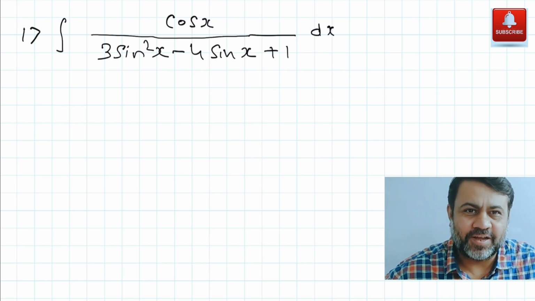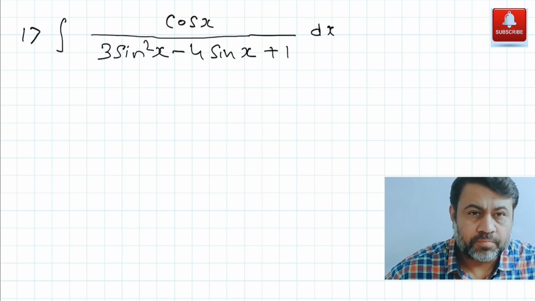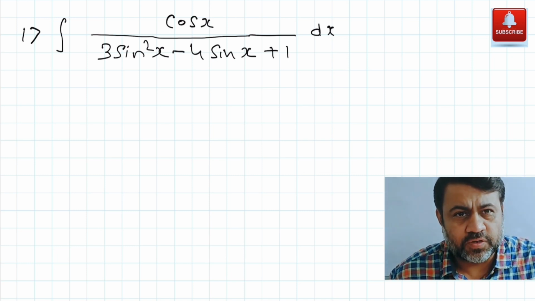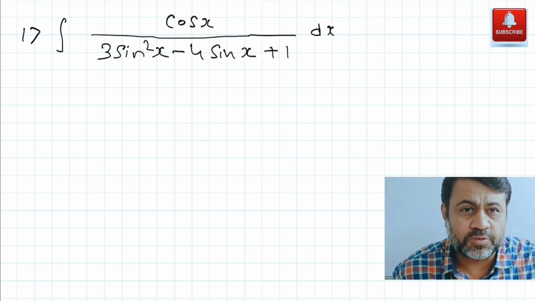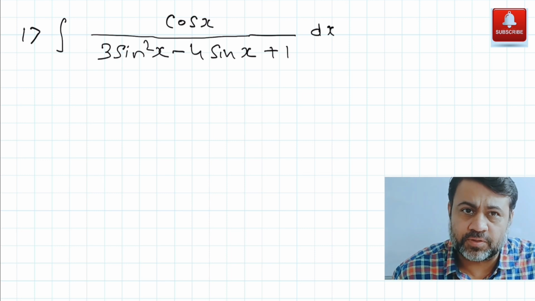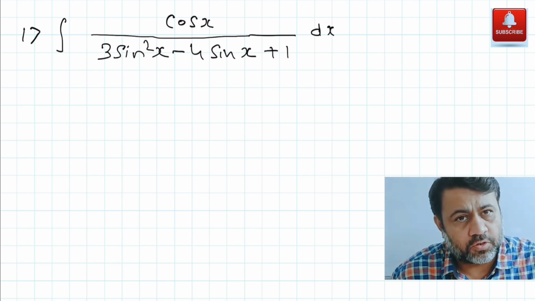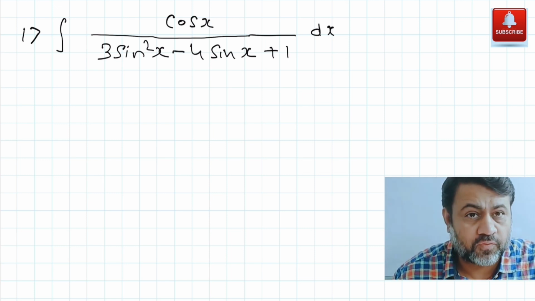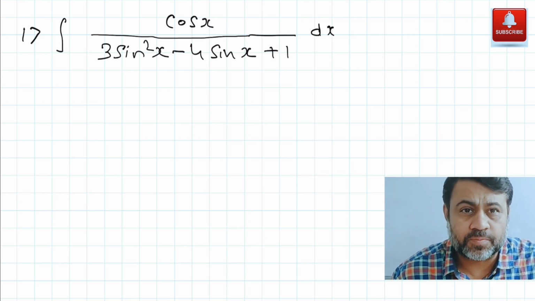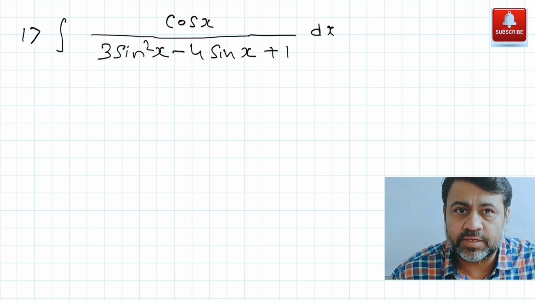So let's start question number 1. Question number 1 is a mixture of whatever we have done in the previous sessions. We'll be using substitution method also, we'll be using special integral formulas also. Step 1 is obviously substitution method. When you see this question, cos x by 3 sin square x minus 4 times sin x plus 1, can you think what can be substituted here? What will be your t?